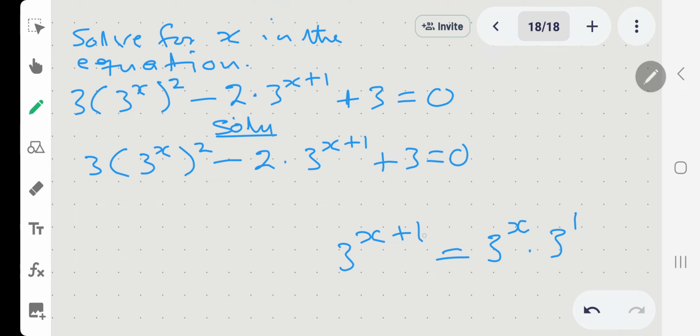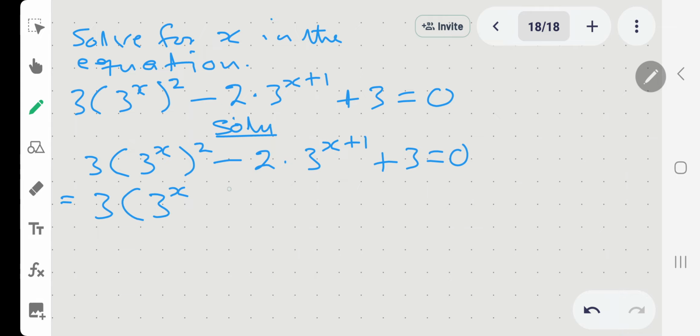3 raised to the power x plus 1 is the same as 3 raised to the power x multiplied by 3 raised to the power 1. So in this case, our first step is going to be 3 into bracket 3 raised to the power x with power 2, minus 2 multiplied by 3 raised to the power x multiplied by 3 raised to the power 1, plus 3 is equal to 0. Remember, 3 raised to the power 1 is the same as 3.